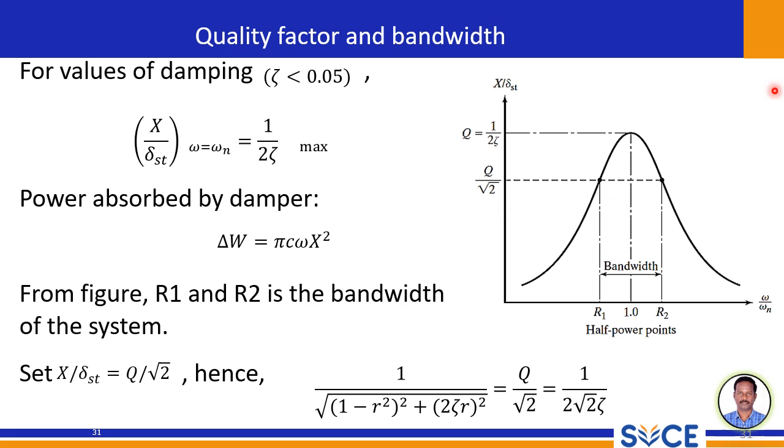To find the bandwidth, we set the amplitude ratio equal to Q divided by root 2. Then the bandwidth will be given by R1 and R2, which define the bandwidth. The bandwidth is a measure of the sharpness of the resonance peak. A narrower bandwidth indicates a higher Q factor and a more selective system.